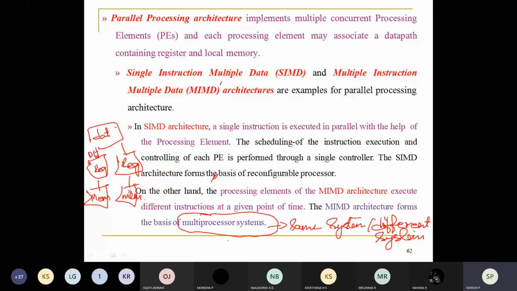You have two terms: multiprocessing and multitasking. Can anyone tell the difference between multiprocessing and multitasking? Multiprocessing is a single system, right? Multitasking is for a different system. Okay, so that's what it means. It is going to be within the same system.